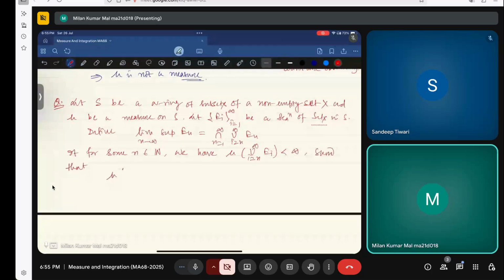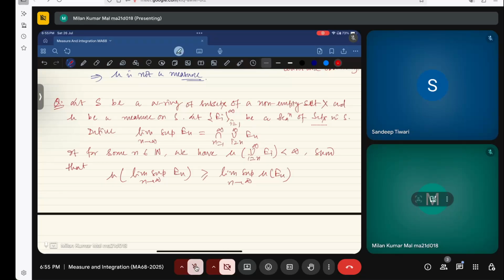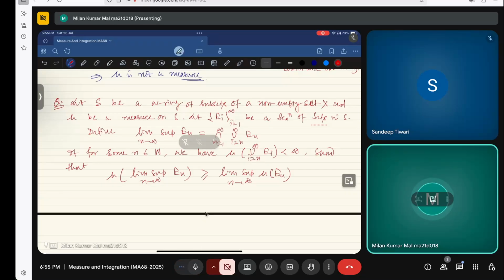mu of limsup as n tends to infinity of E_n is greater than or equal to limsup as n tends to infinity of mu of E_n. So you can think about this one, because it will take time to tell. So okay, this is the question.